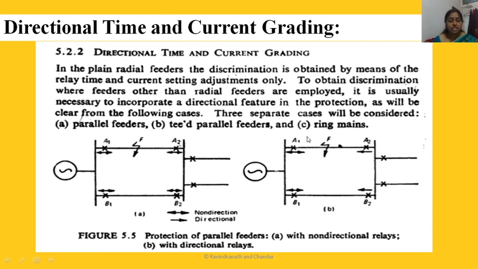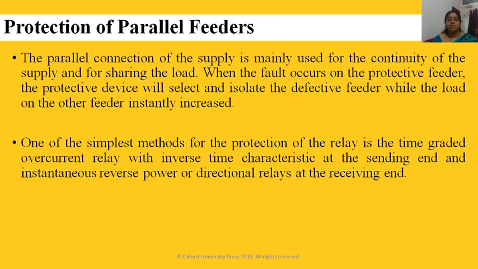This is about the use of directional relays in parallel feeders, teed feeders and in ring mains. The parallel connection of the supply is mainly used for continuity of the supply and for sharing the load. When a fault occurs on the protected feeder, the protective device will select and isolate the defective feeder, while the load on the other feeder instantly increases. One of the simplest methods for the protection is a time graded overcurrent relay with inverse time characteristics at the sending end and an instantaneous reverse power relay, which is called a directional relay, at the receiving end.